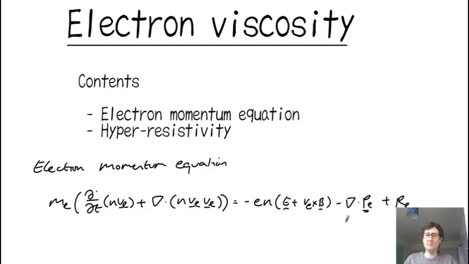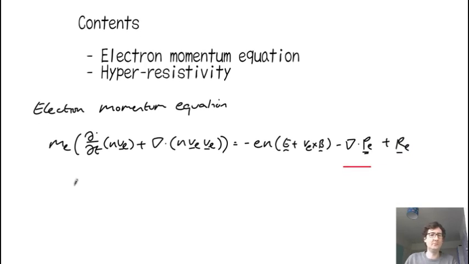So here we're going to concentrate on this term here, which is the electron pressure tensor, and we're going to compare this to this, which is the force due to collisions. And this is what usually gives rise to the resistivity, while this is what's going to give the hyperresistivity through the electron viscosity. So the electron pressure, P_e, is a matrix, a rank 2 tensor, and this we can write as a combination of a scalar electron pressure plus this electron stress tensor, and this is where the viscosity is going to come in.